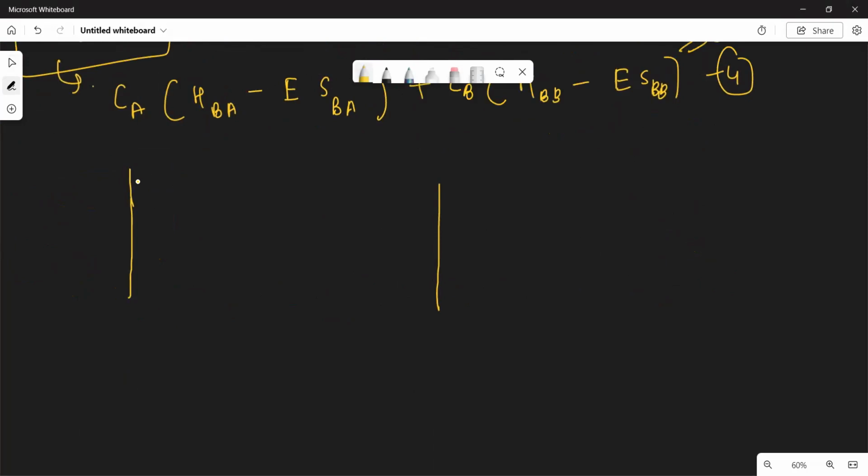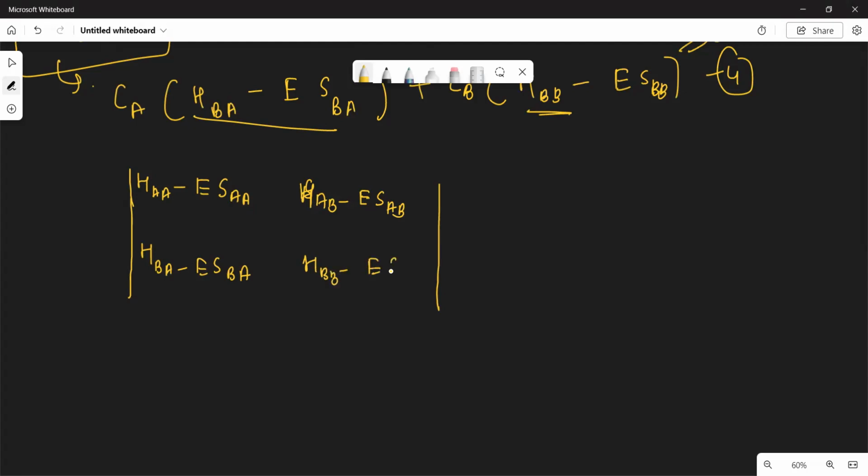So the determinant is equal to HAA minus ESAA. Similarly the second term we will write, HAB minus ESAB. Now the next element is HBA minus ESBA, and this will be the last element, HBB minus ESBB. And this determinant equals 0.